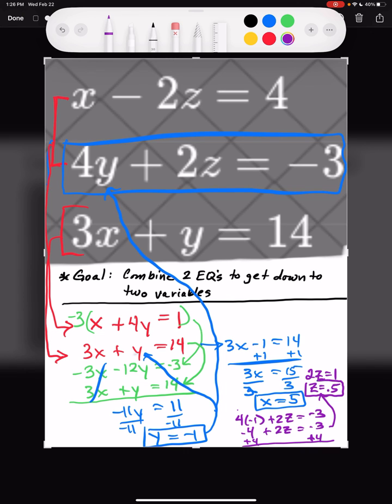So now we have all three letters, and now you can finally say your answer. The answer is going to be a three-dimensional coordinate, at 5, the x value, comma the y value, negative 1, comma your z answer of 0.5. That is how you work through this difficult question that has just two letters for each of the equations, getting it down to two equations that are red, and then getting it down to one that's blue, like the y equals negative 1, and then working your way backwards to find the other variables.